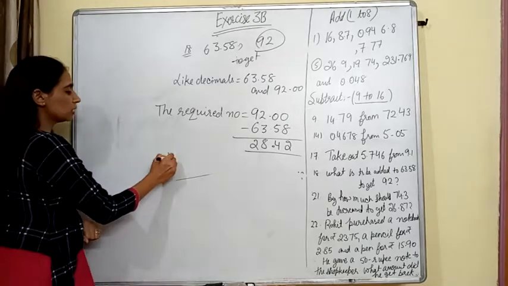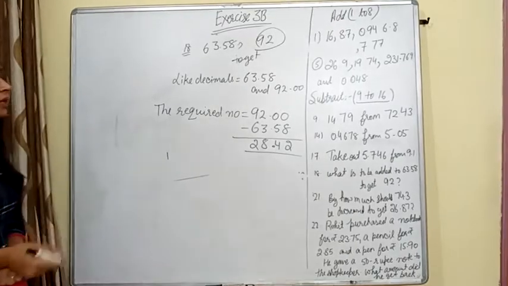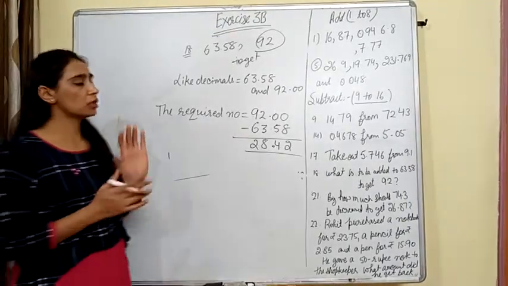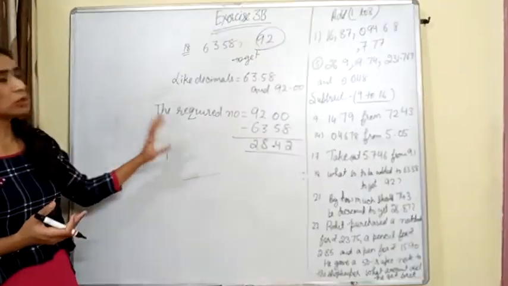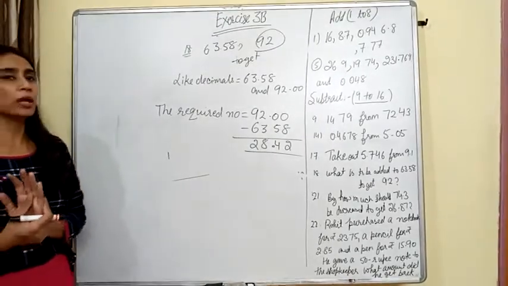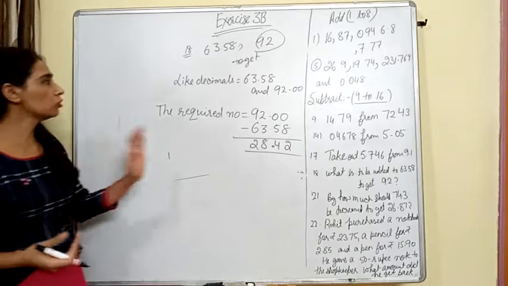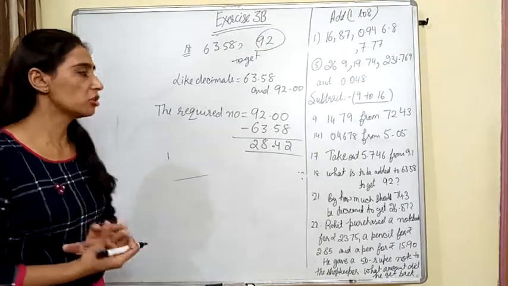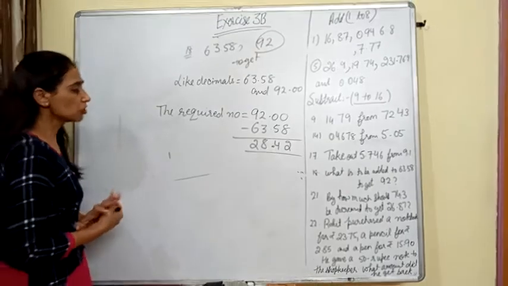Question number 19 is also the same. In that you have to subtract a number. No change in that. You will simply subtract the given numbers after converting them into like decimals, and at the end you will write the line that this number should be subtracted. There will be subtraction. Okay. Question number 21.